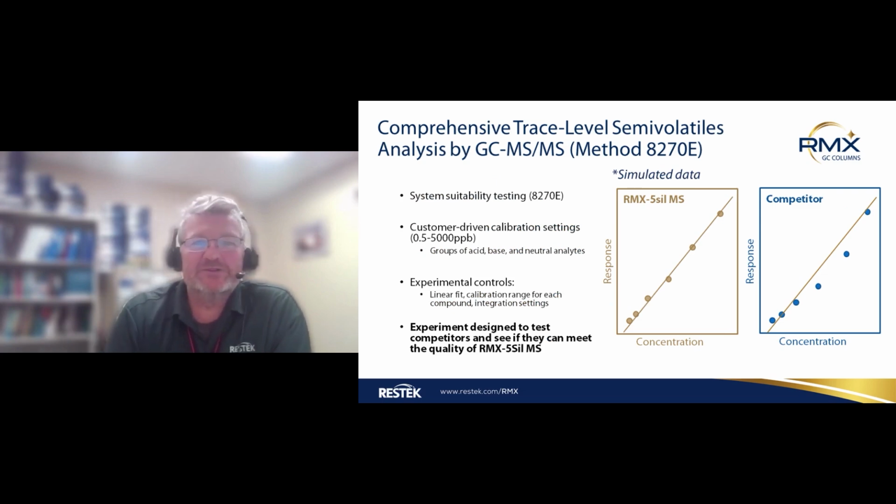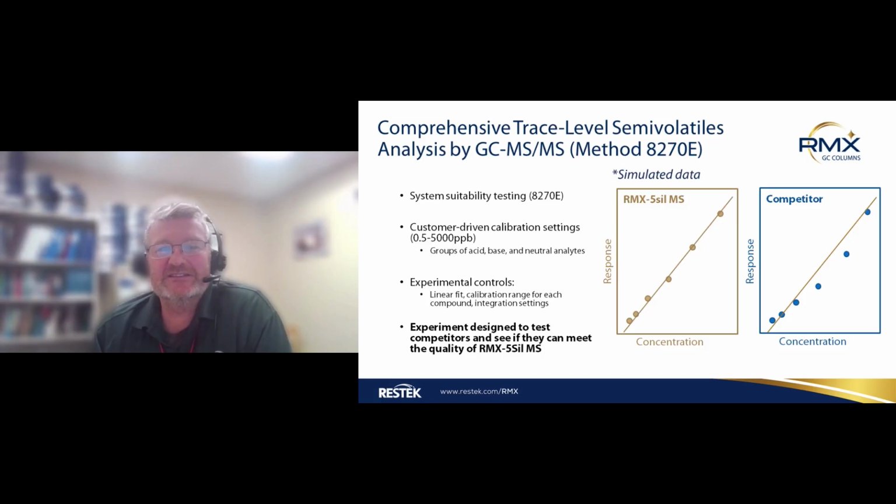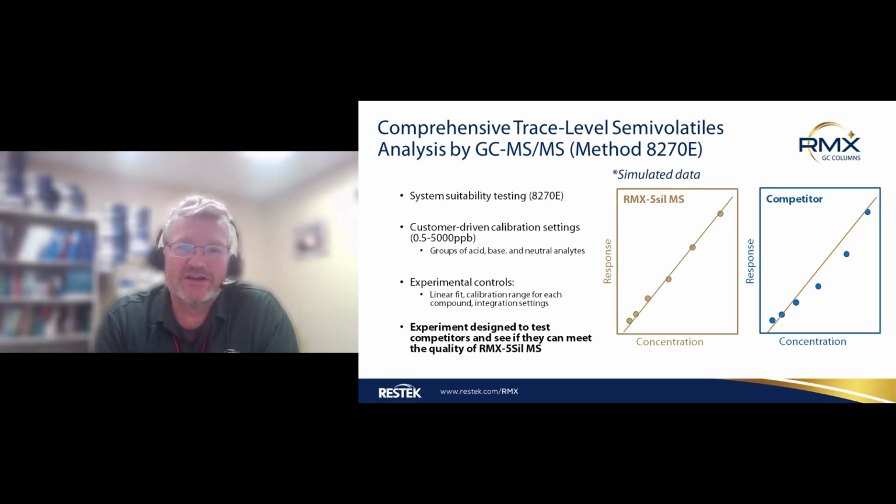So in this evaluation, we were looking at method 8270E, calibrating from 0.5 to 5,000 ppb, and evaluating the compounds throughout that list, and then doing the same calibration for traditional columns and competitor type columns. What we're going to see is what we showed you with the ideal type calibration versus a competitor calibration. Again, this is for very low levels, all the way down to 0.5.